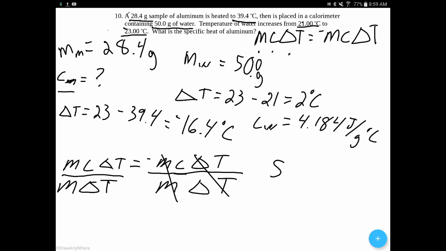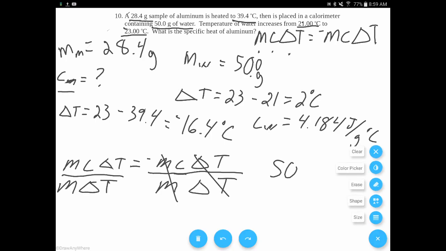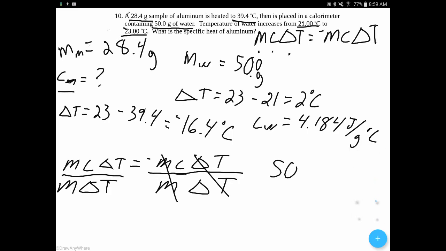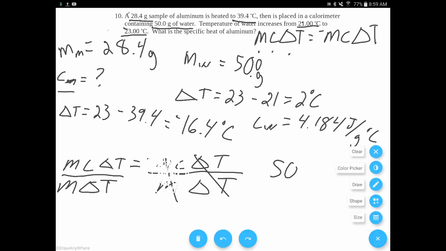I'm going to run out of room there. Hold on, let's erase this stuff. We're going to make that a little bit bigger.